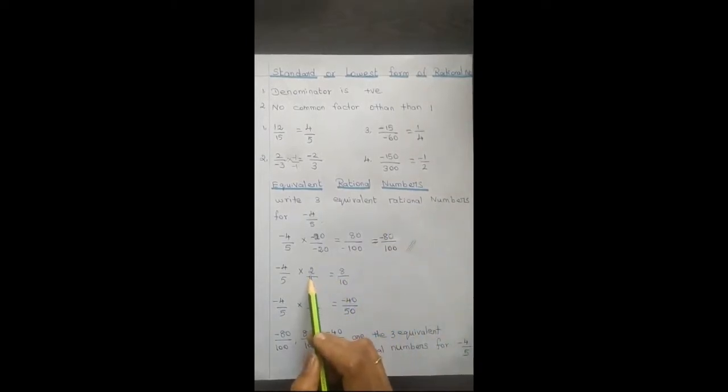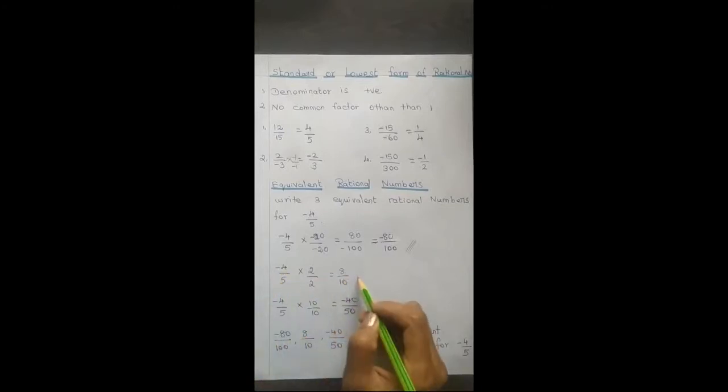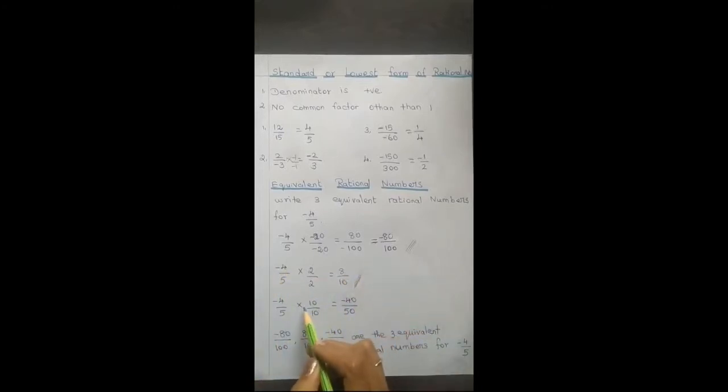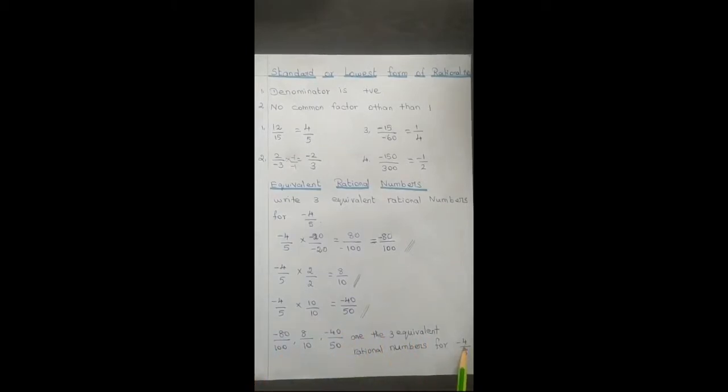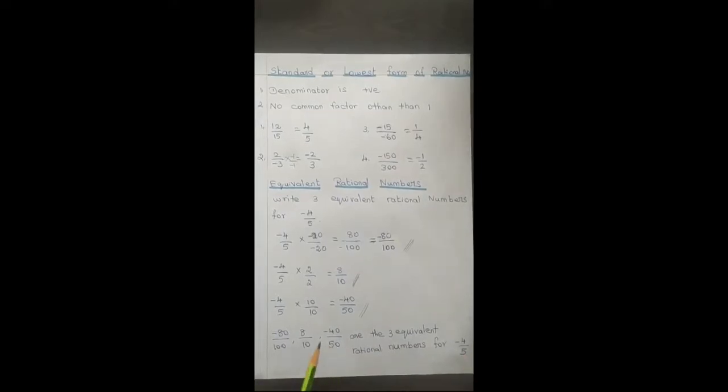Again, I have multiplied 2 with that -4 by 5. I got this second one. Then again I have multiplied 10 with that -4 divided by 5. This is the third equivalent rational number. These three numbers are the equivalent rational numbers for -4 by 5. You can take any number, but you should multiply the same number with both the denominator and numerator.